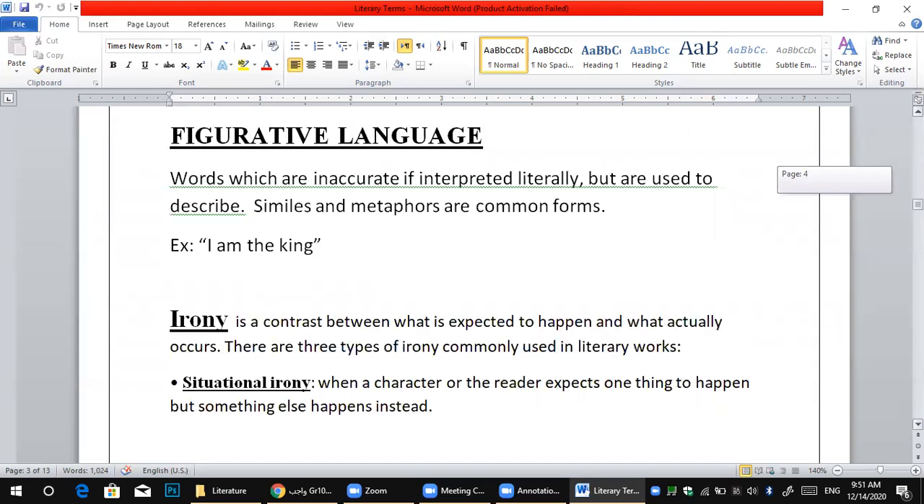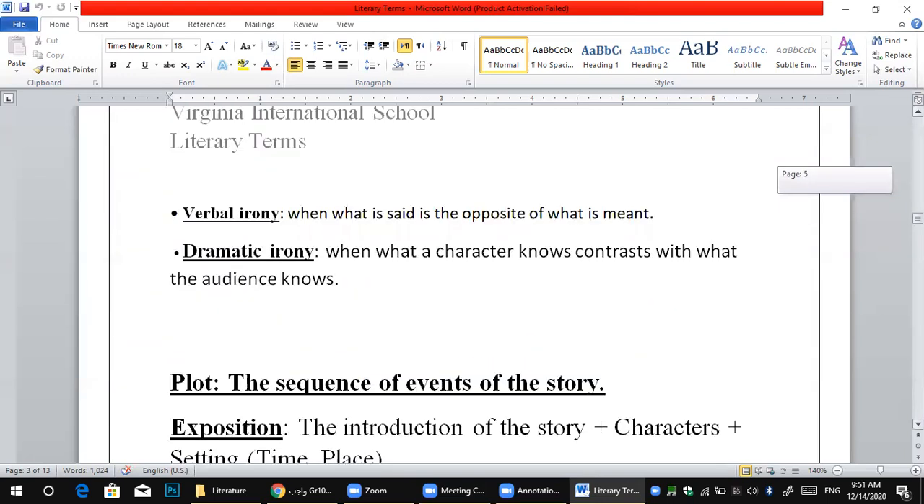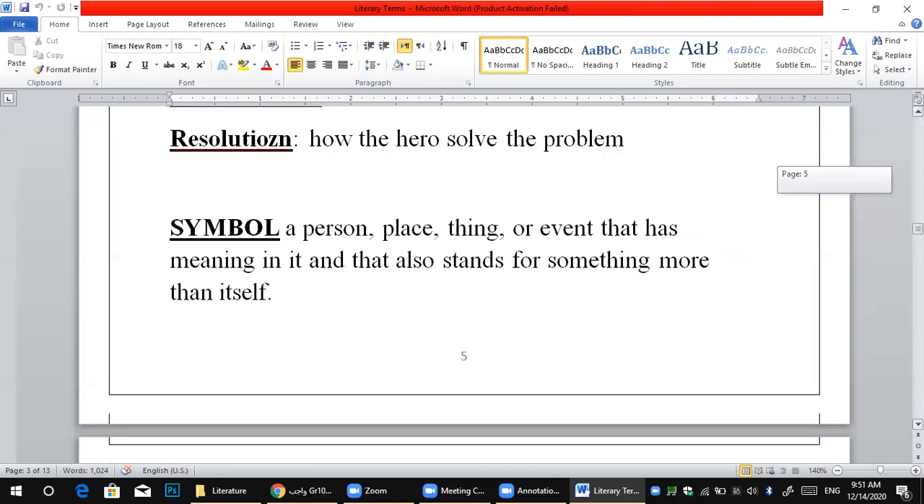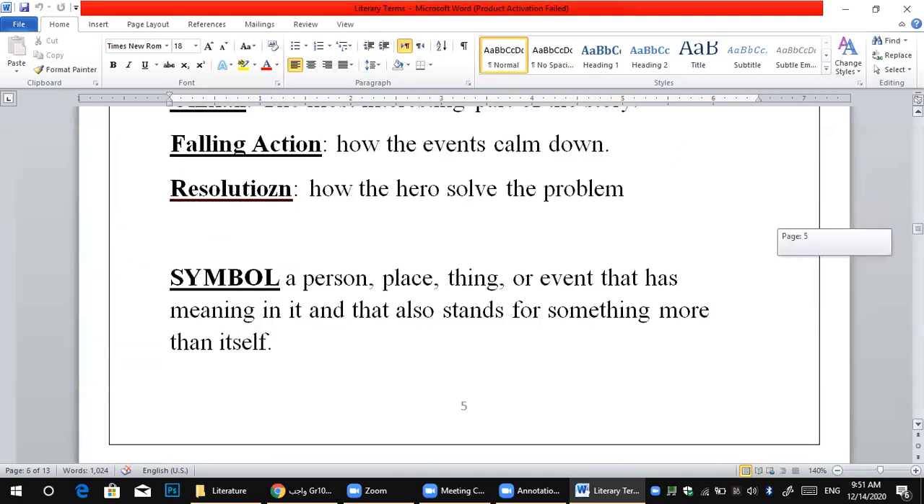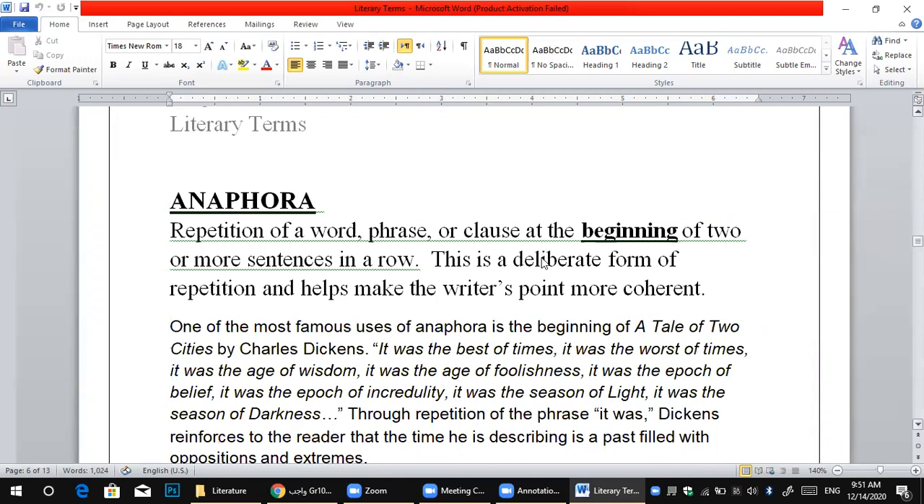Today, let's start a new lesson of literary terms. It's called anaphora. What does anaphora mean? Anaphora means repeating a word or a phrase or a clause at the beginning of two or more sentences in a row.